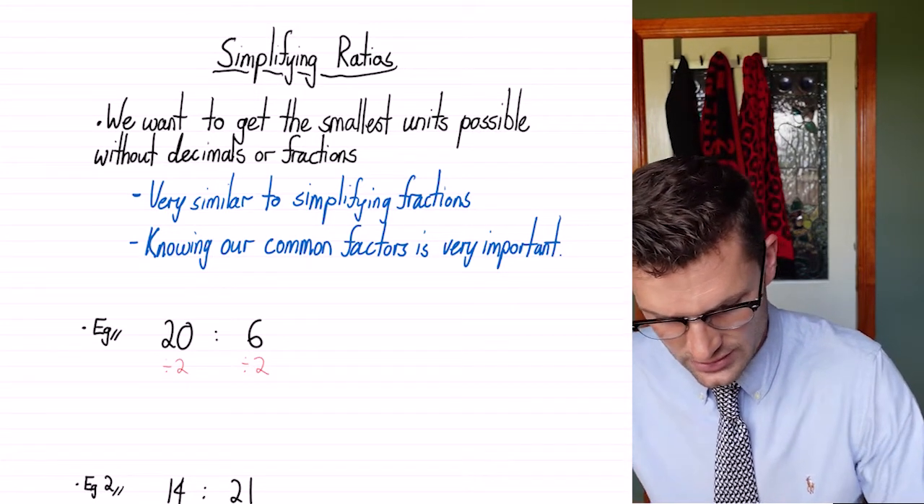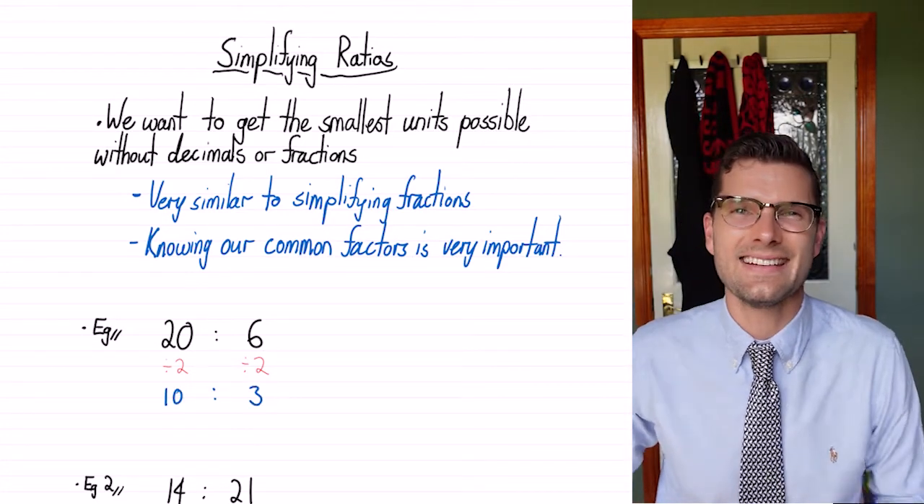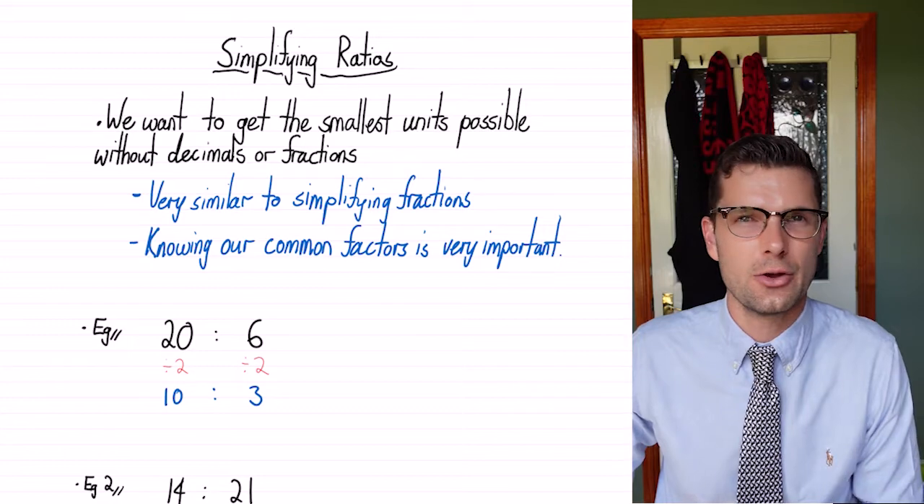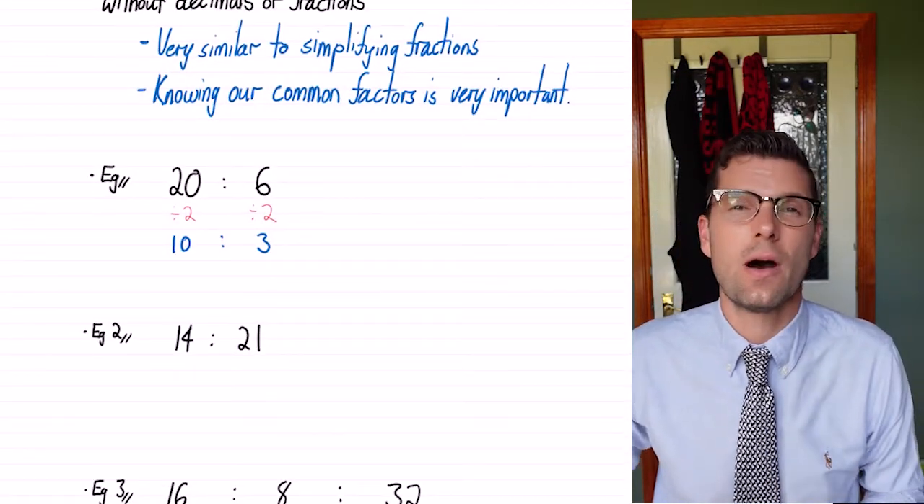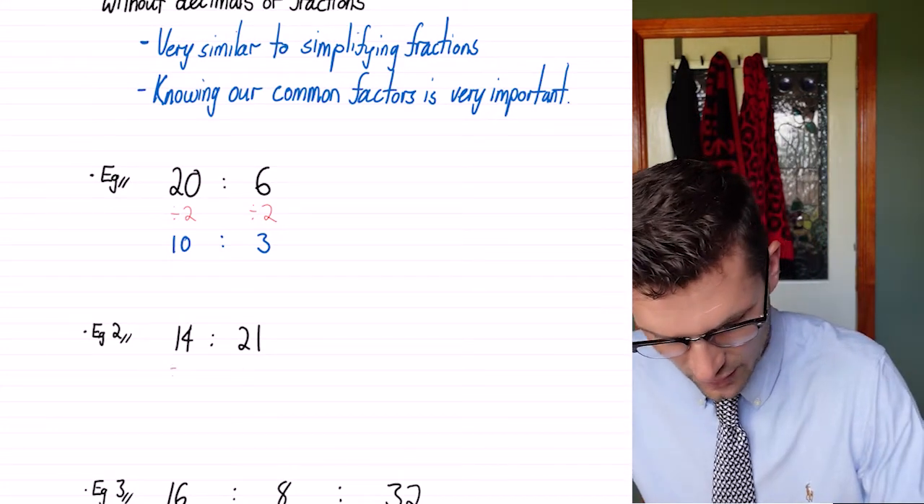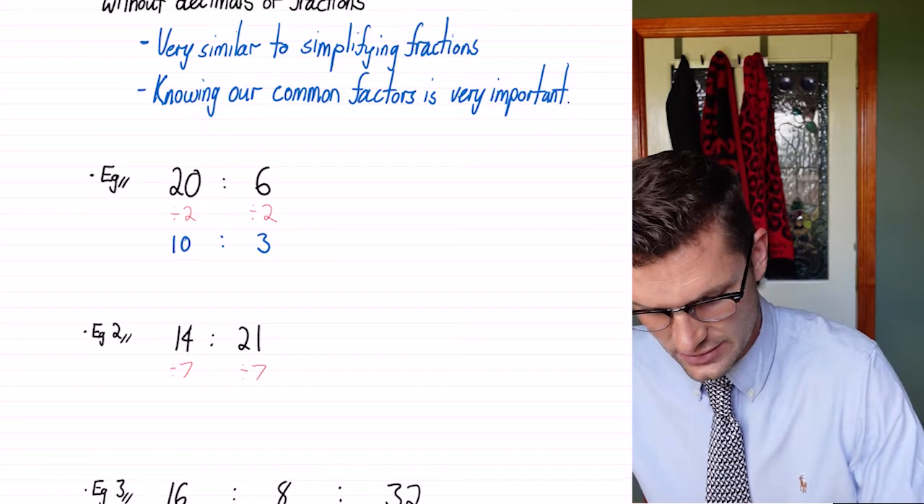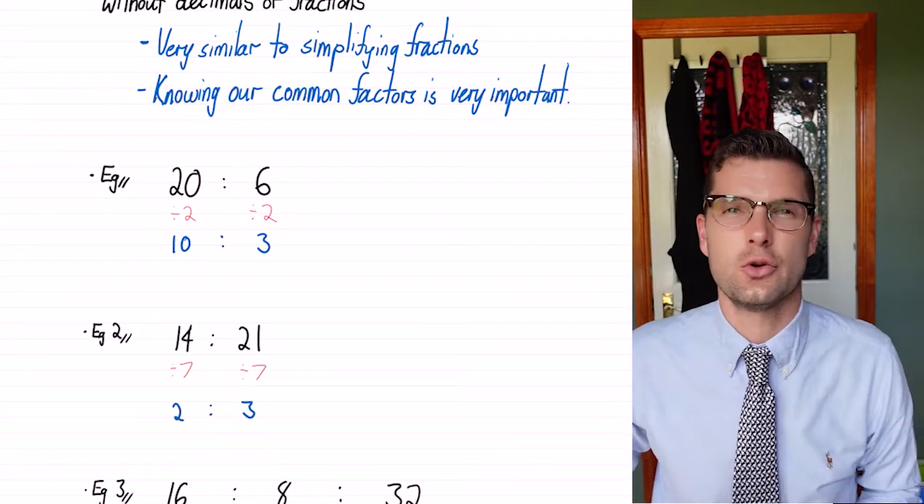20 divided by 2 is 10. 6 divided by 2 is 3. And that is my simplified ratio. And that's all you've got to do. So in this second example, 14 to 21, the highest common factor between these two numbers is 7. So I've got to divide this side by 7 and divide this side by 7. That leaves us with a ratio of 2 to 3.